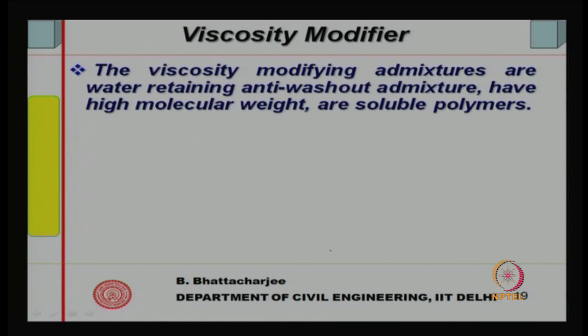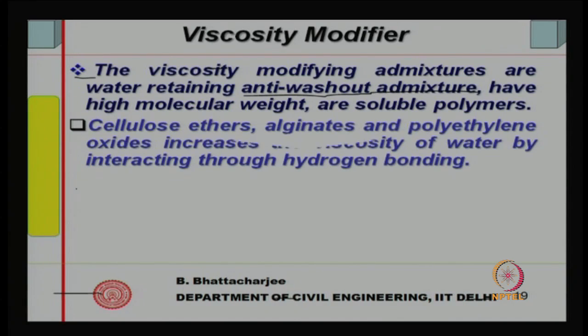So what we have seen is air entraining agent, which reduces the surface tension, but then we have another variety called viscosity modifier. Viscosity modifiers are water retaining, they are used in underwater concreting, anti-washout admixtures. They are essentially anti-washout admixtures, and they have high molecular weight, they are soluble polymers. So cellulose ethers, alginates and polyethylene oxides increase the viscosity of water by interacting through hydrogen bonding.